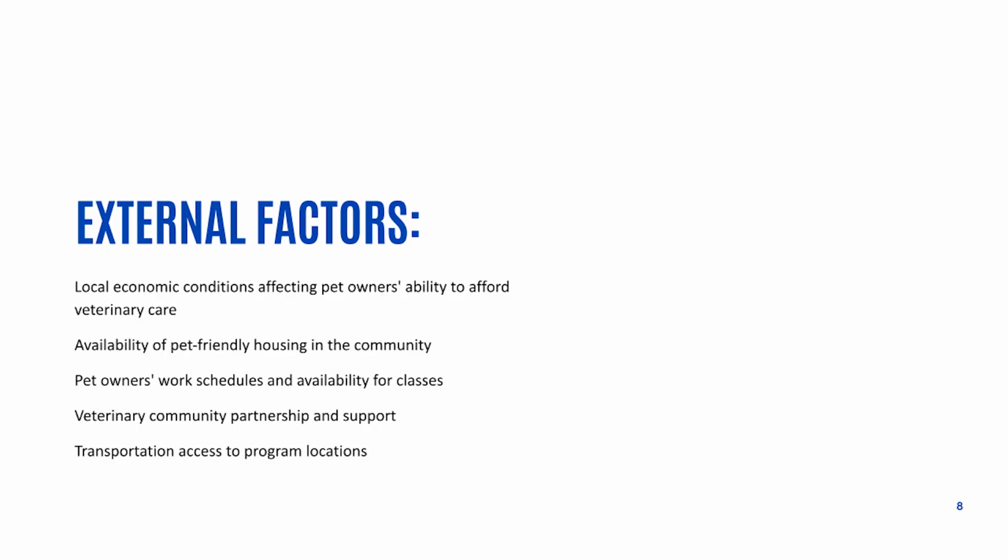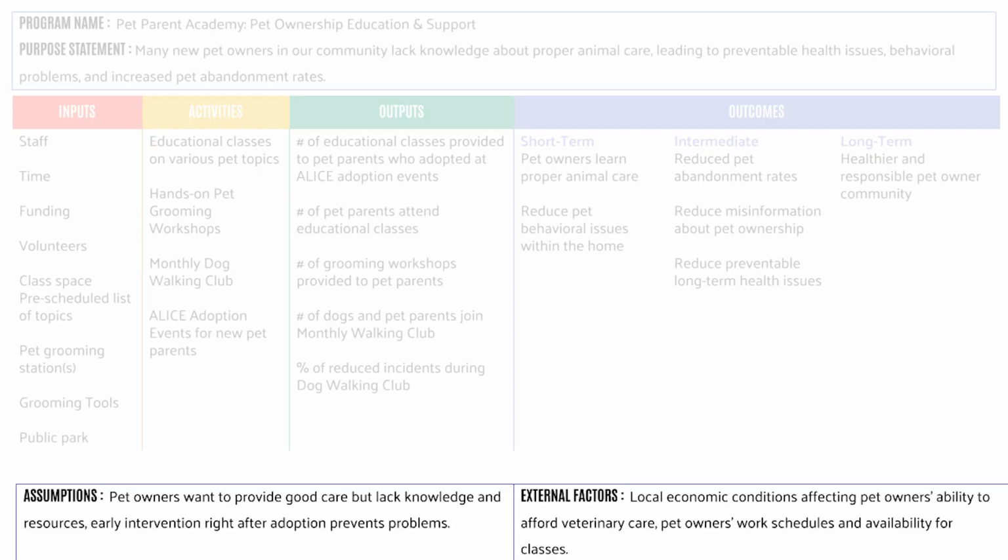For Alice's Responsible Pet Ownership Program, external factors may include local economic conditions affecting pet owners' ability to afford veterinary care, availability of pet-friendly housing in the community, pet owners' work schedules and availability for classes, veterinary community partnership and support, or transportation access to the program locations. By identifying these factors, you can plan contingencies and communicate to stakeholders about conditions that might affect your results. Keep in mind, you can't control external factors, but you can prepare for them and build them into your logic model and evaluation approach.